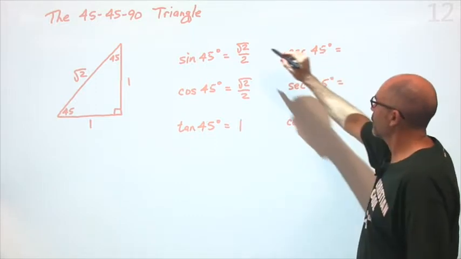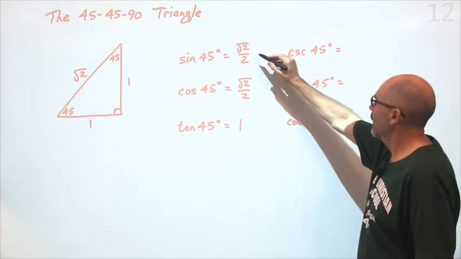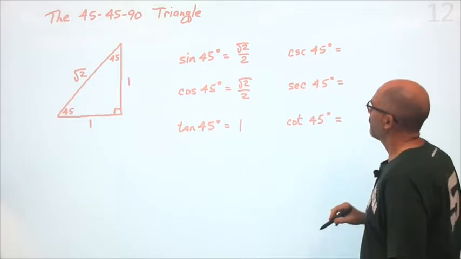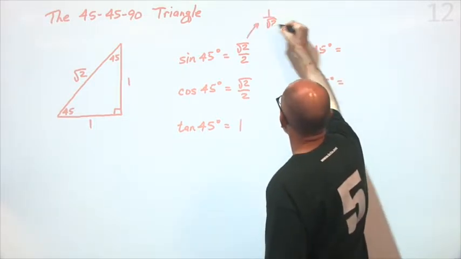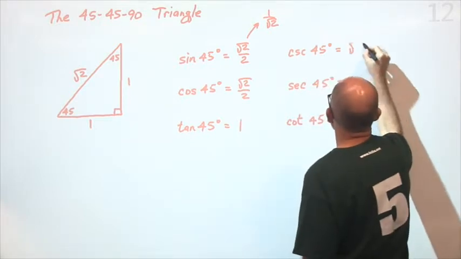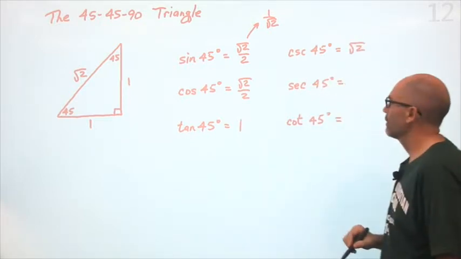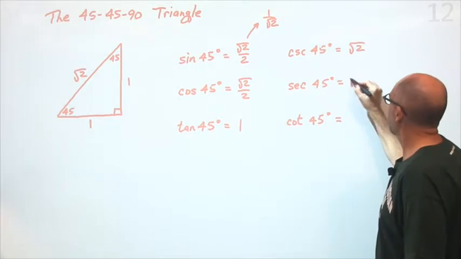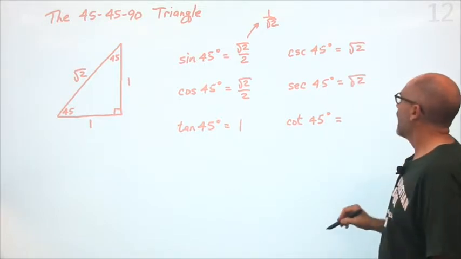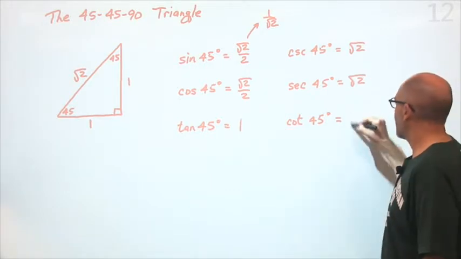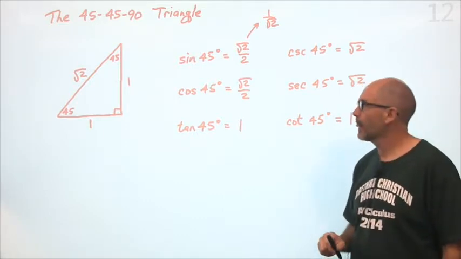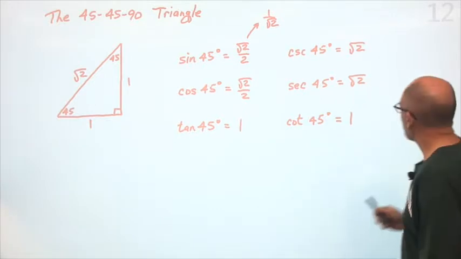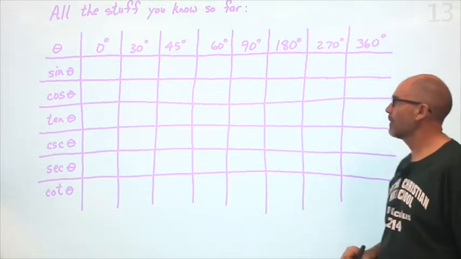Now, cosecant of 45 is the reciprocal of sine 45. And remember, sine 45 came from 1 over the square root of 2. So when I reciprocate that, I just get square root of 2. And secant of 45 is also square root of 2. And when I reciprocate 1, I get 1. Cotangent 45 is 1. All right, so let's look at all the stuff you know so far.